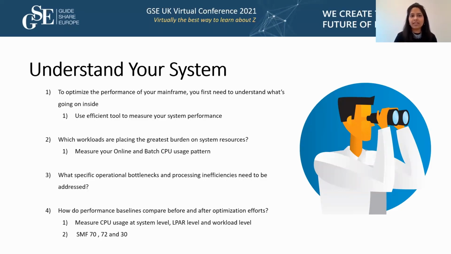The second one: how to understand which workloads are placing the greatest burden on your system resources. For that, you have to measure your online and batch workload CPU pattern. The third one: what specific operational bottlenecks and processing inefficiencies need to be addressed. The fourth point is a very important one: how to compare the performance baseline before and after optimization of your effort.